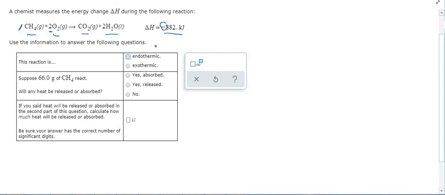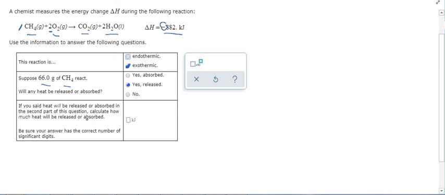And so let's answer the following questions here. This reaction, because there's a negative sign, is going to give off heat. This is definitely an exothermic reaction. Alright, suppose we react this many grams of methane. Will any heat be produced? Well, we know heat is going to be produced because that's what happens in this reaction. And so without even doing any calculations, we can say yes, heat is definitely going to be released here.